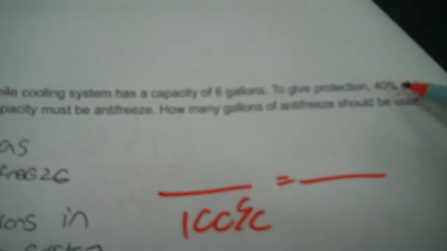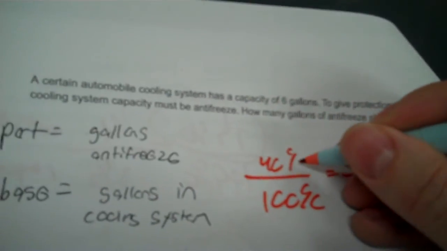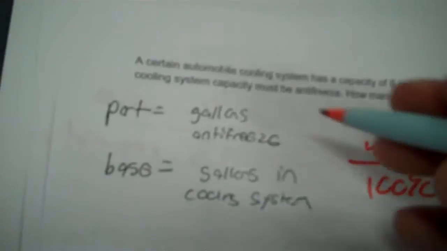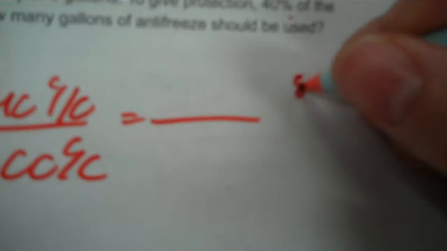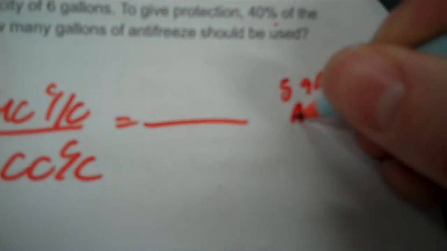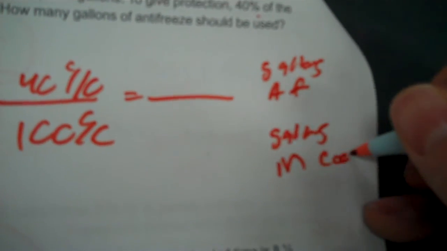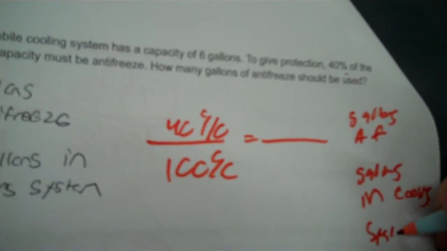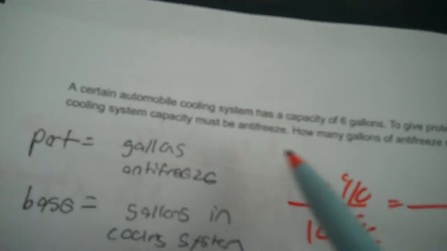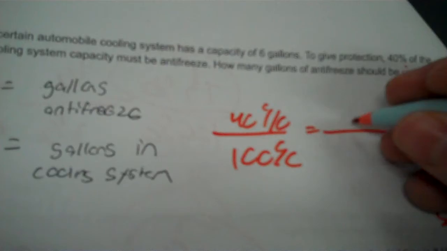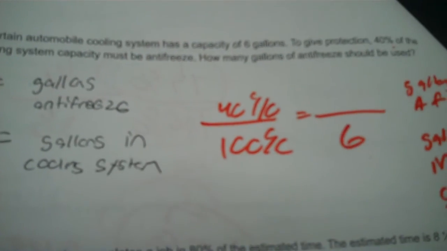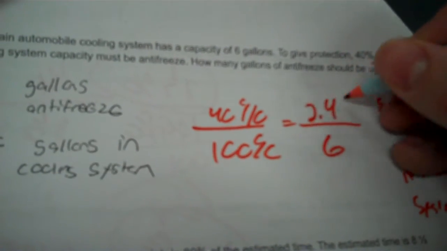Well, you know that you have 40%, and it must be antifreeze. So the part is your gallons of antifreeze, AF. The base is the gallons in the cooling system. So what do we know? Well, we know we have 6 gallons. That's for the cooling system. How much is antifreeze? Cross multiply and divide, you get 2.4.